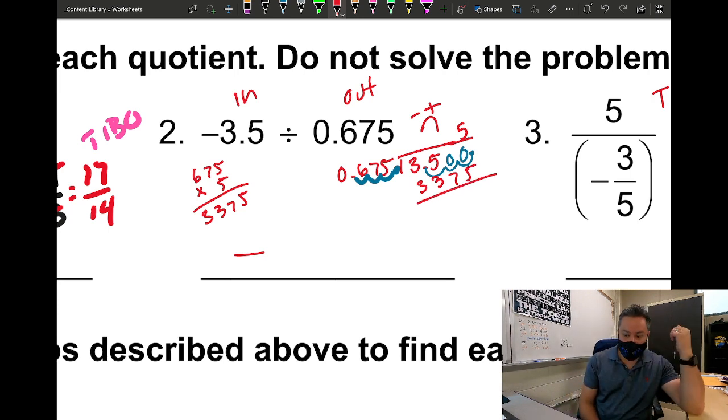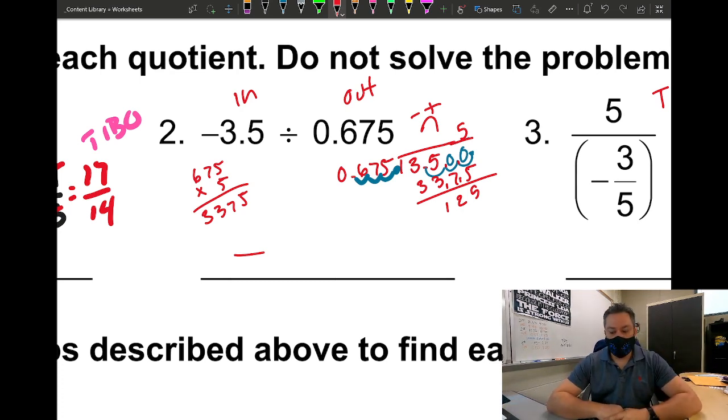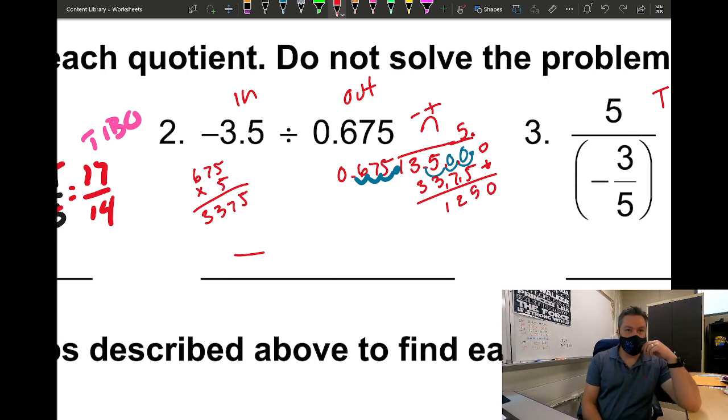Okay? So this is going to be what? 5. 8 to 10 is 2. This is 1. And that's it. 125. Now, am I done? No. Now, I got to add a 0, add a decimal, bring the 0 down, and divide again, until you either get hundreds or a remainder of 0, right? Or whatever they tell you to do.